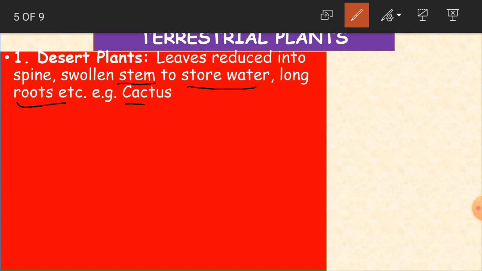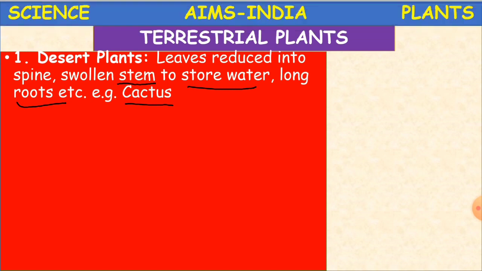For example, the cactus. The cactus is an example of a desert plant. So how are they, children? In desert plants, the leaves are reduced to spines. They have a swollen stem. Why? To store water. And they have long roots.